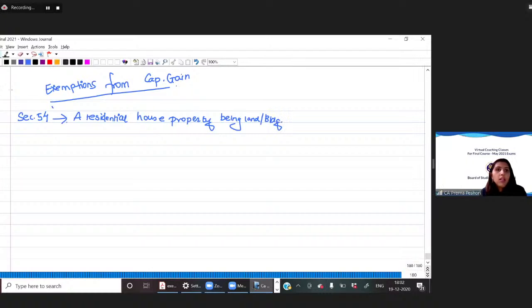Right? Section 54 talks about a residential house property being land or building, which is acquired for the residential purpose, right? The income of which is chargeable under the head income from house property. And what you need to acquire to get the exemption? So you need to acquire residential house property. So house in exchange for a house.